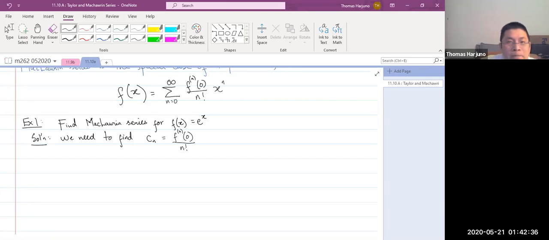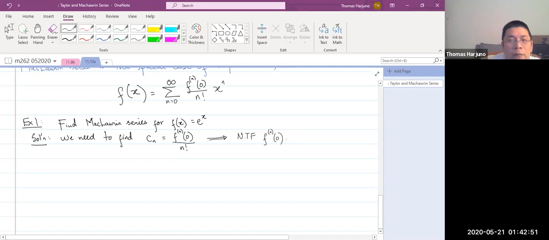Okay, but if that's the case, we basically need to find f^(n)(0), the nth derivative at 0. Now I will start from f(0) equals e to the 0, which is 1, right? Now then, f(x) equals e to the x, right?